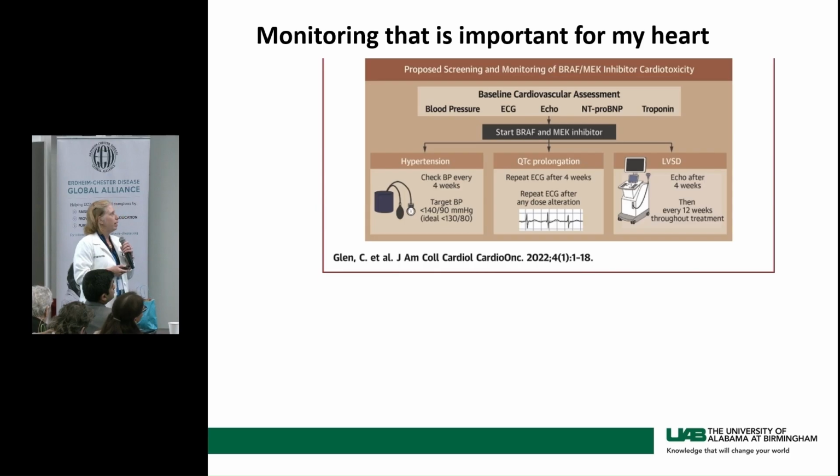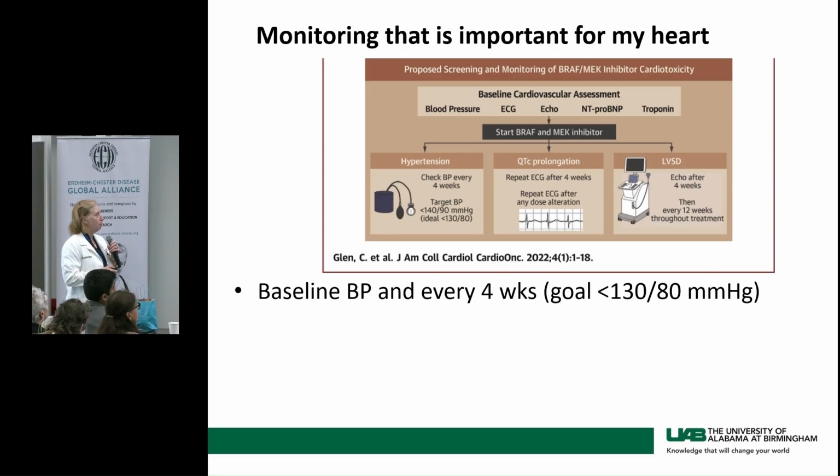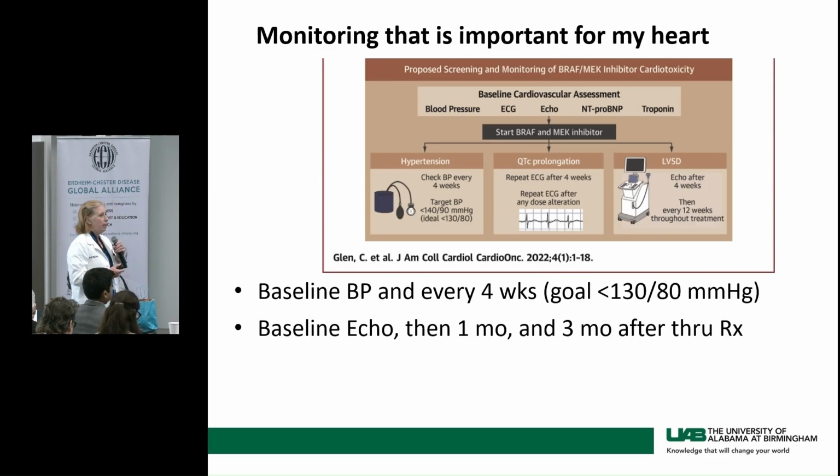So what else do we need to think about doing for individuals who are on these drugs to monitor and keep their heart healthy and safe? As we mentioned, it's really important to keep your blood pressure well controlled. So we usually have patients use a blood pressure cuff and check their blood pressure at baseline and then every 4 weeks, just to make sure that blood pressure is not rising. And our goal is under 130/80. We also want to get a baseline echocardiogram, where we're really looking at that heart function, that pumping percentage, that ejection fraction.